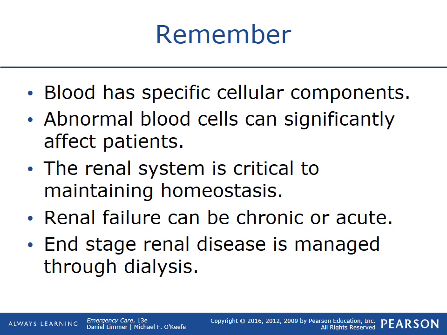Blood has specific cellular components. Abnormal blood cells can significantly affect patients. The renal system is critical to maintaining homeostasis, or that natural body balance. Renal failure can be chronic or acute. End-stage renal disease is managed through dialysis.